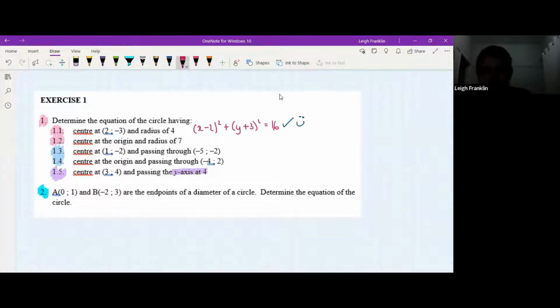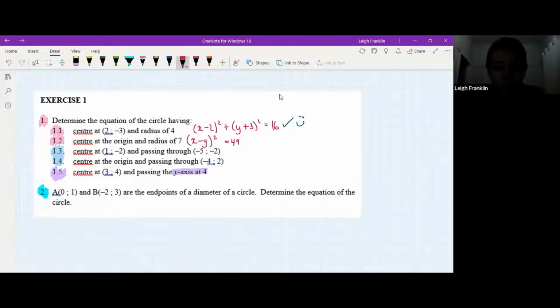Ma'am, 1.2, I got x plus y, all that squared. X plus? Oh, sorry, minus y, all that squared. Just hang on a second, let me just write that down. So, sorry, are you saying x minus y, squared, equals 49? Okay, now I agree with you that it equals 49.